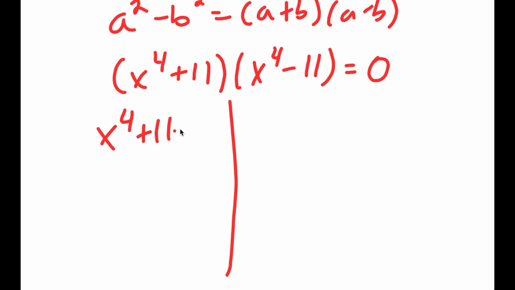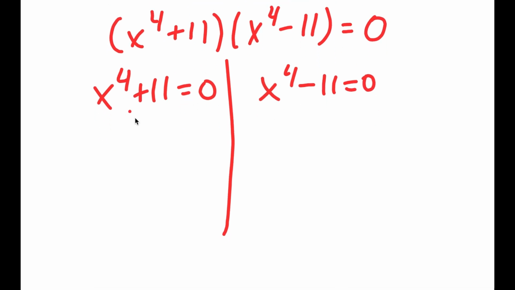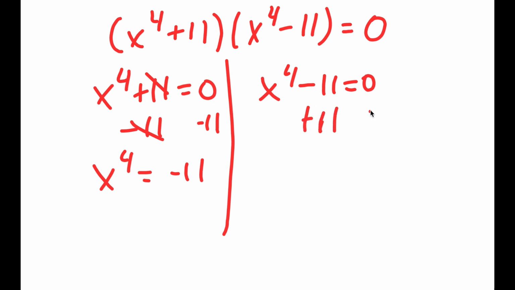Now this is going to equal x to the power of 4 plus 11 equals 0, and x to the power of 4 minus 11 equals 0. So for x to the power of 4 plus 11 equals 0, I subtract 11 on both sides, and I get x to the power of 4 is equal to negative 11. And for x to the power of 4 minus 11 equals 0, I can add 11 on both sides. I get x to the power of 4 is equal to 11.